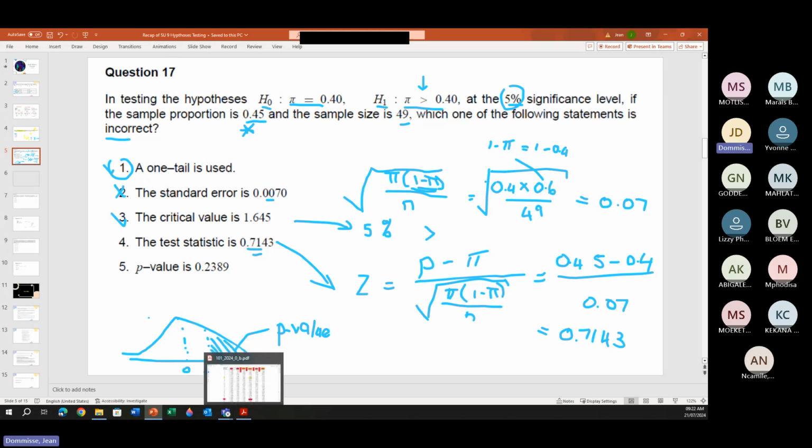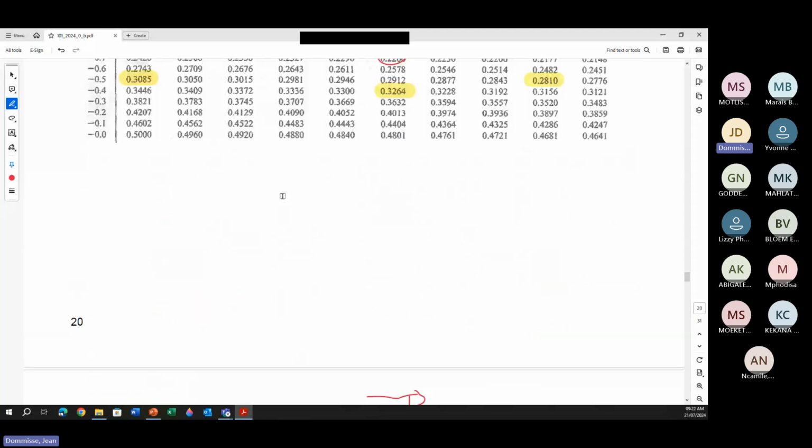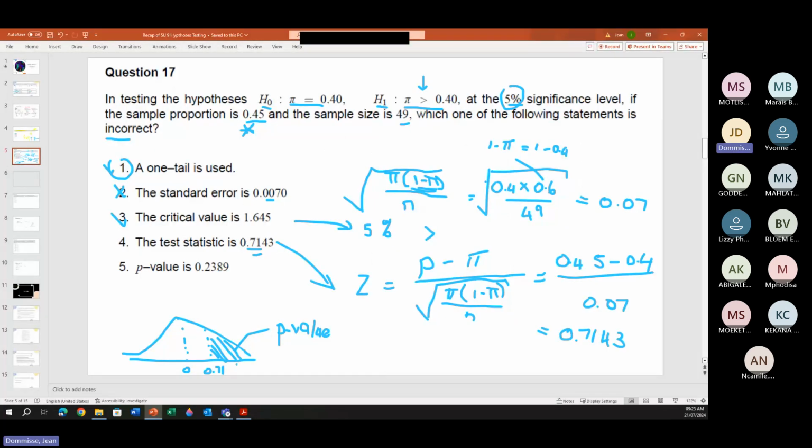So we can do two things. We can use the negative table, Z minus 0.71, to get the blue area. So let's first do that. Minus 0.71, let's just check. 0.2388. It is rounded off to 0.2389. So there we have it.